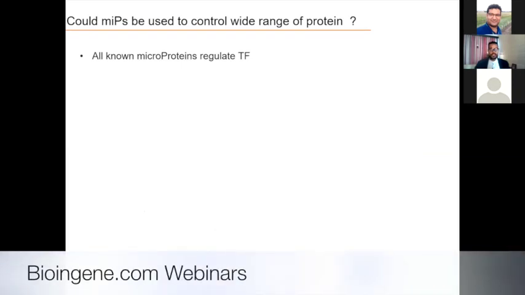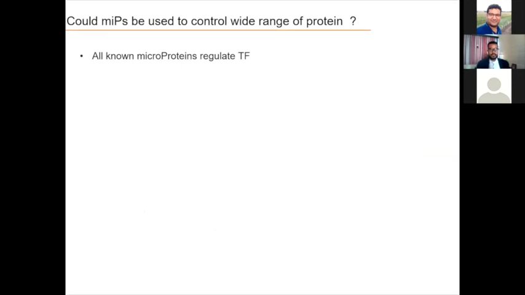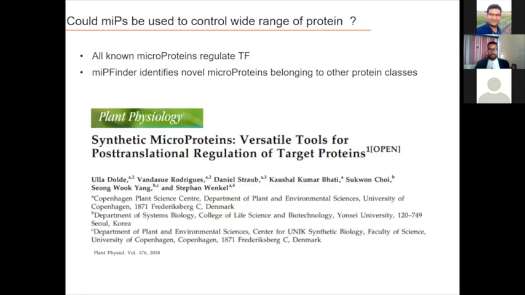So we talked till now about transcription factors and regulators. Can we also use microproteins for a diverse background of proteins or regulator proteins? That's the question the lab asked, and all microproteins belong to the protein classes. So this protein identification appears in an approach called synthetic microprotein.